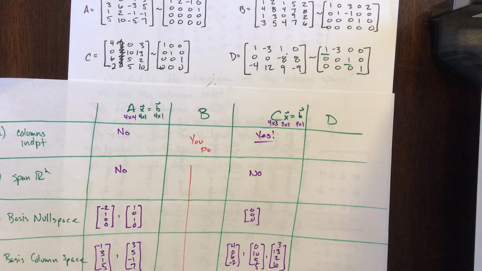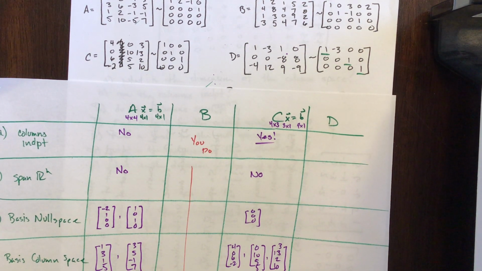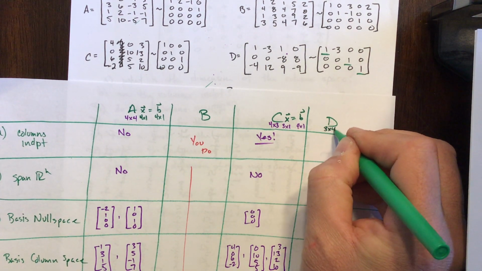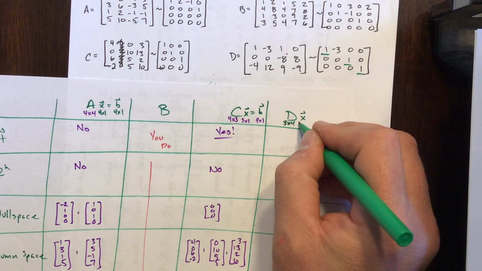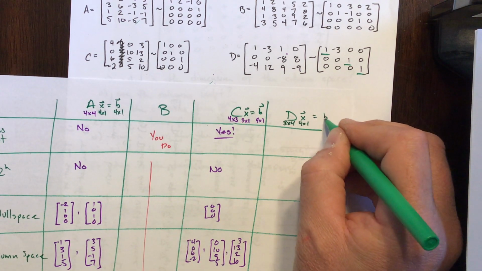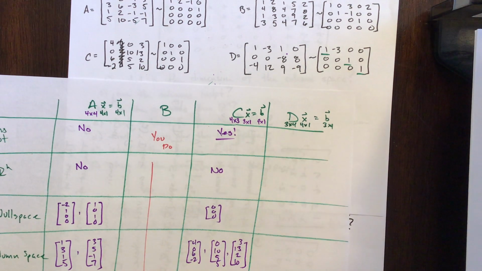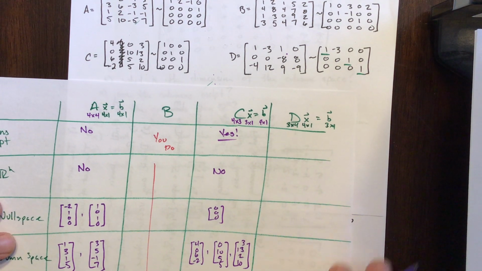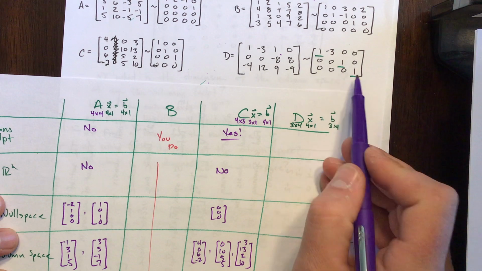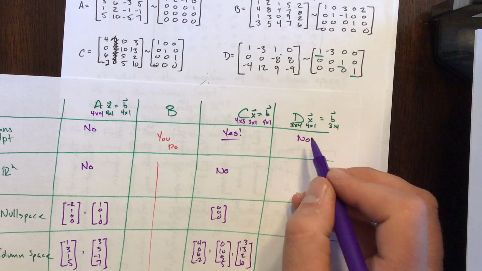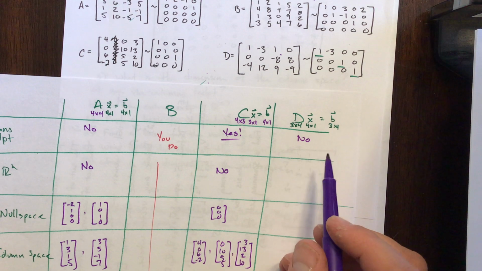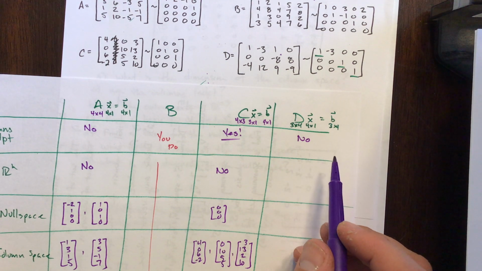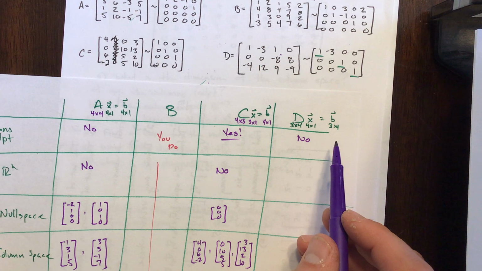For matrix D, matrix D is a 3 by 4. So we are going to be multiplying matrix D by a 4 by 1 vector, and we're going to be outputting a 3 by 1 vector. So we're mapping vectors in R4 to vectors in R3. Are the columns of D independent? Does every column have a pivot? And the answer is no. Does it span Rn? In this case, we're looking at the span of R3.